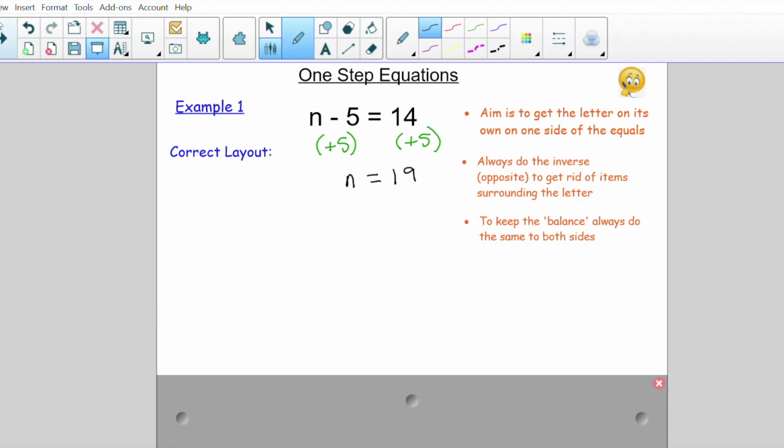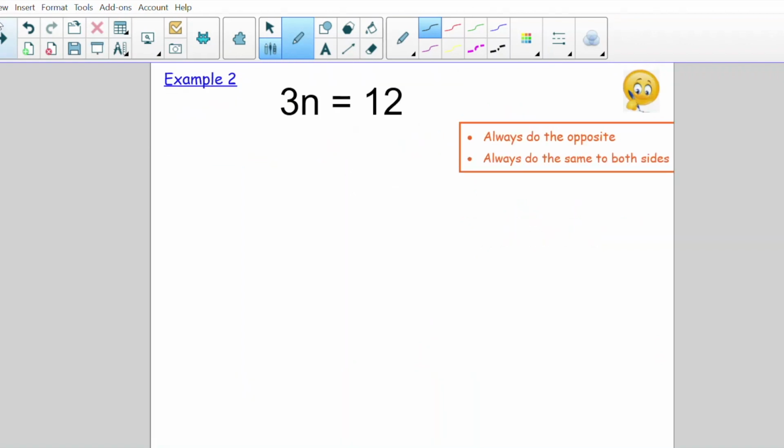Okay, let's have a look at and write down a couple more of these basic examples. So in this example, I've got 3n equals 12. Now, I want to get rid of the 3. Now we need to remember that this 3n means 3 multiplied by n. To get rid of that multiplied by 3, I need to do the opposite, and the opposite of multiplying by 3 is dividing by 3. So I'm going to have to divide the left-hand side by 3 to get rid of that multiplied by 3, and I must do the same to the right-hand side.